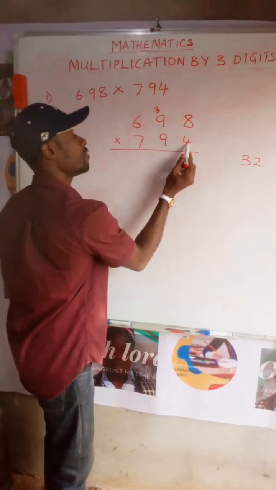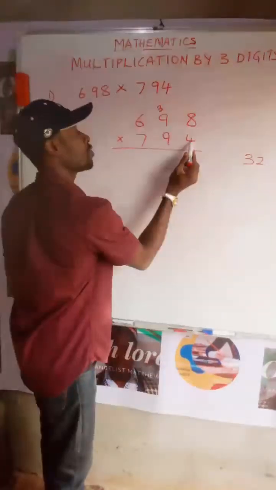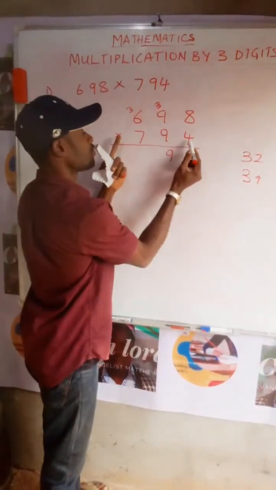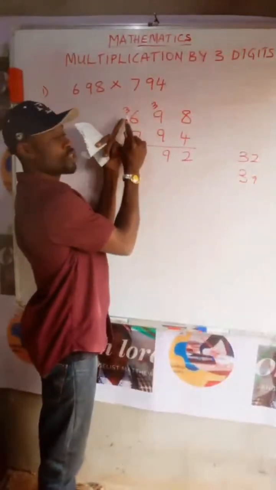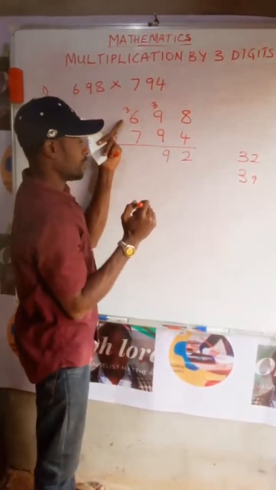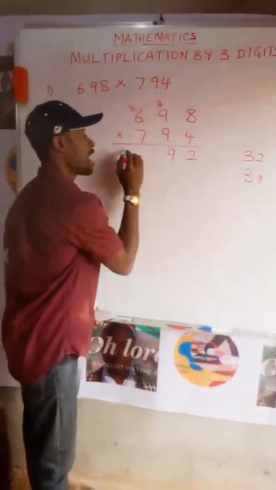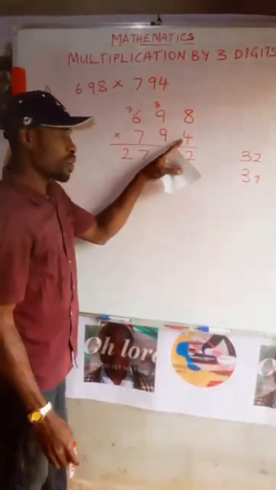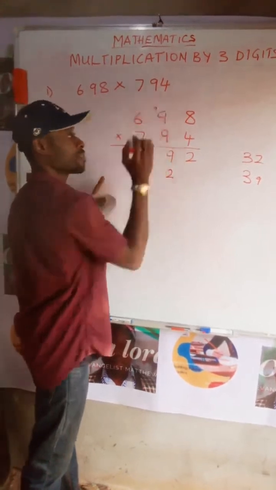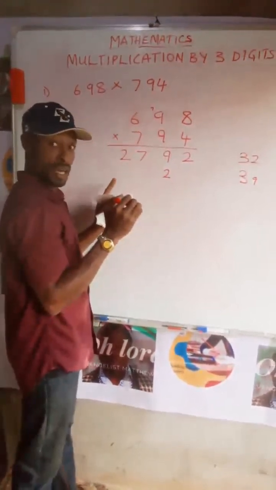4 times 9. So 4 times 6 is 24. 24 plus what you carried up, which is 3, is 27. I hope you understand. So you have 27. Do you understand up to that point? So you now write your 2 and carry 7.